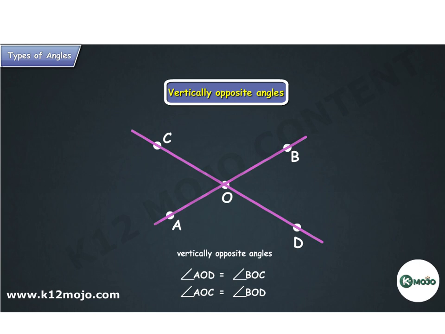The vertically opposite angles are always equal. So, angle AOD is equal to angle BOC and angle AOC is equal to angle BOD.